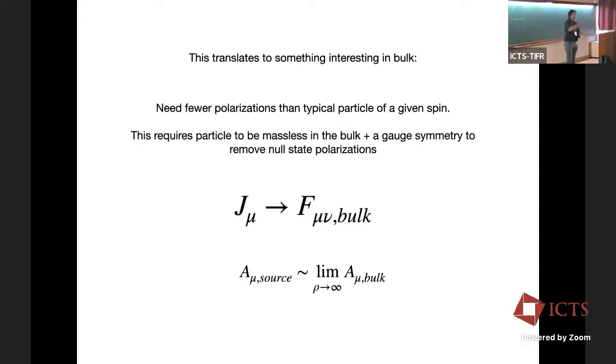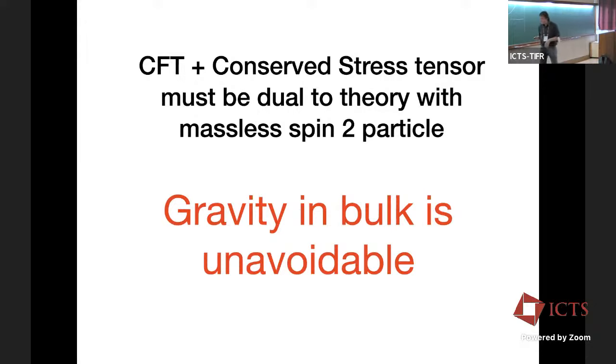Okay, so if you have a conformal field theory that is canonical, it has a conserved stress tensor. That's a spin 2 current that is conserved. So you have to have a spin 2 particle in the bulk, which is massless, which has a gauge symmetry. So what is that? A spin 2 massless particle in the bulk with a gauge symmetry: gravity.